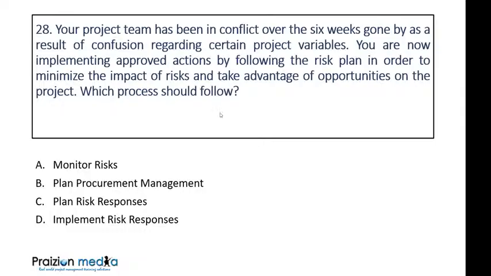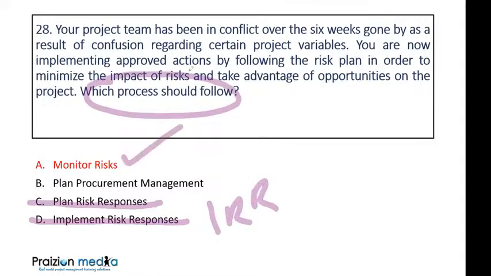So the answer to this is A, because you've done implement risk responses. What should follow? It cannot be plan procurement management, cannot be plan risk responses. We should have already done that, right? Because it says you are now implementing approved actions. So what you're doing is implementing actions you've already decided upon. You cannot be planning them. And for that reason, we would cancel this. And D is what we're actually doing. It says which process should follow. What should follow implement risk responses? It's monitor risks.